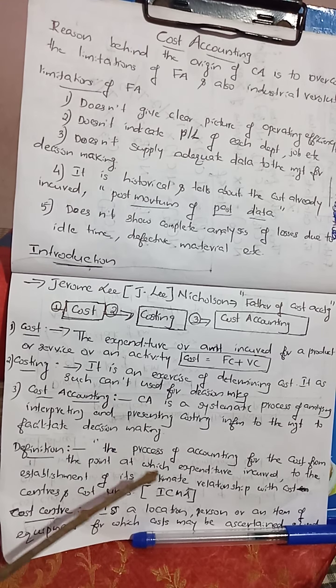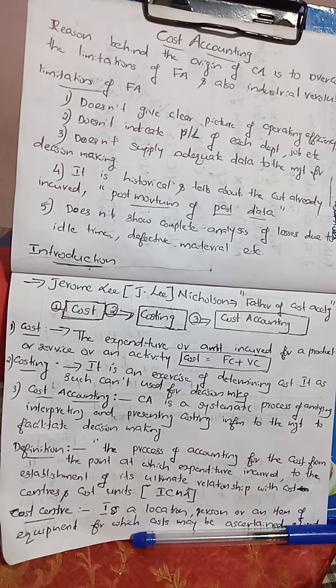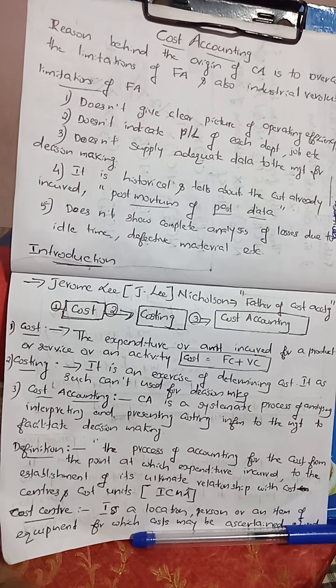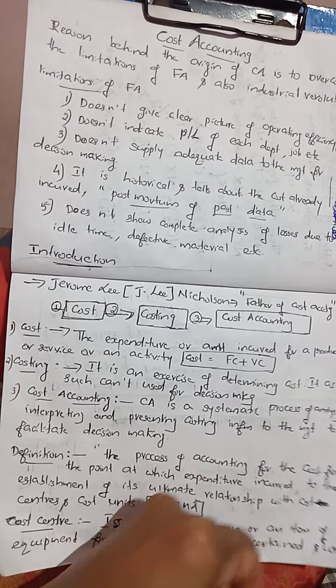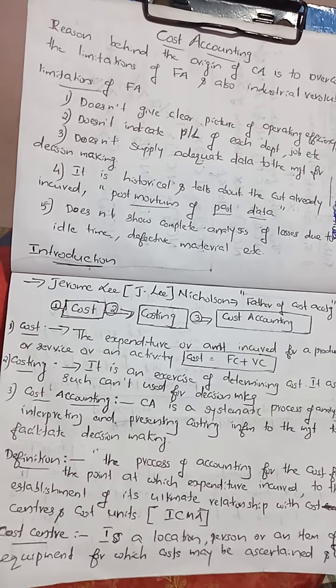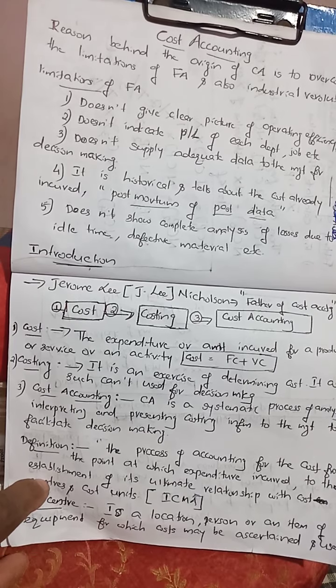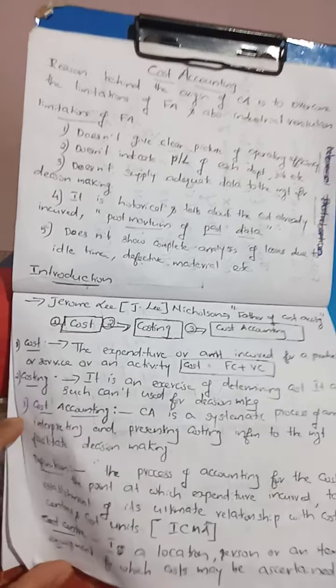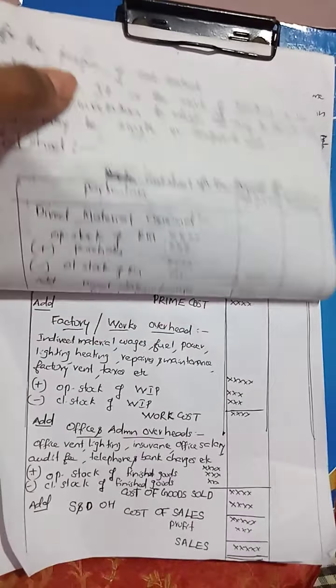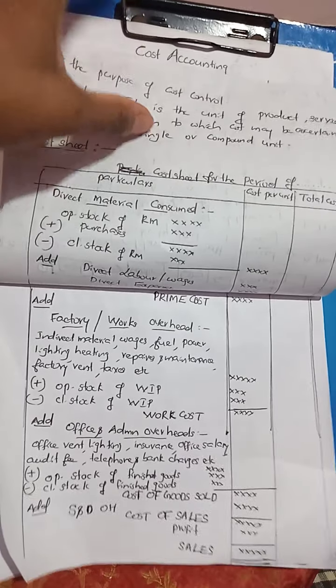Then there are two terms in the definition, that is cost center and cost unit, which are usually asked in the university exam questions. So cost center, as I said earlier, is nothing but a person or an item of equipment or a location for which cost may be ascertained and used for the purpose of cost control.